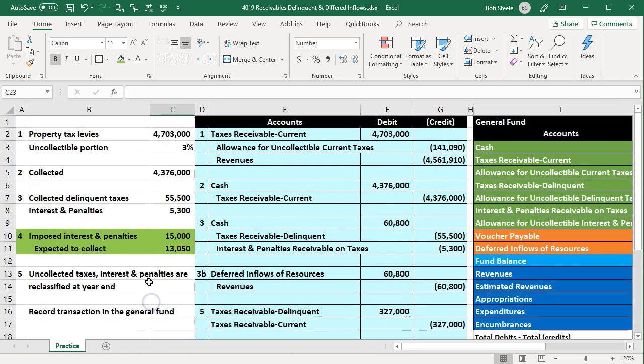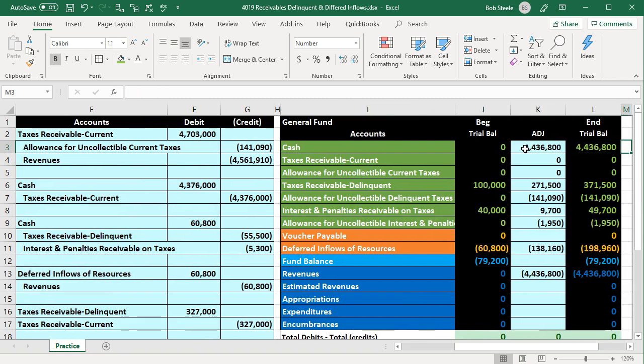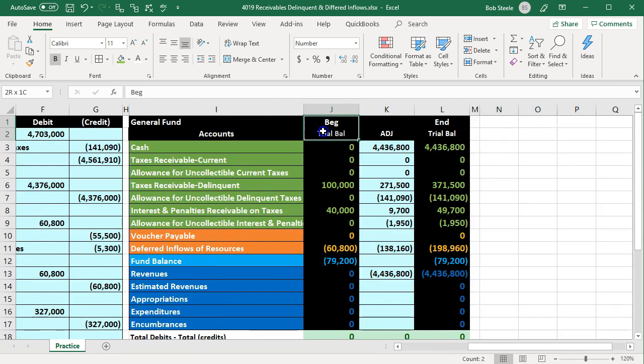Now here's just a recap. Here's our data. Here's going to be our journal entries. And this is going to be our beginning and ending trial balance. Our beginning trial balance, adjustments, and our ending trial balances.